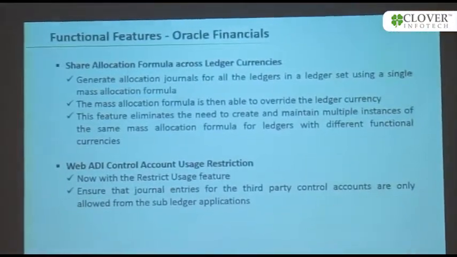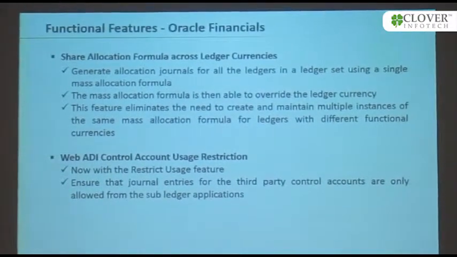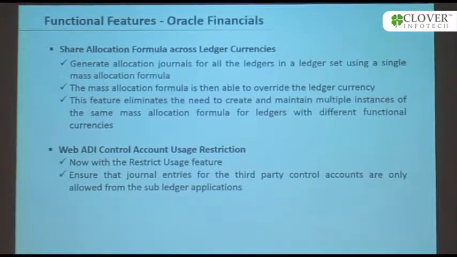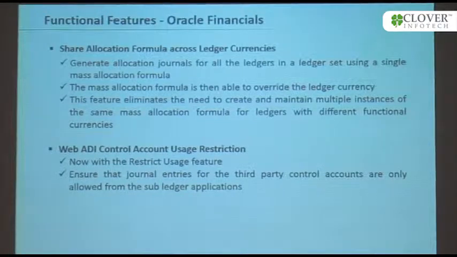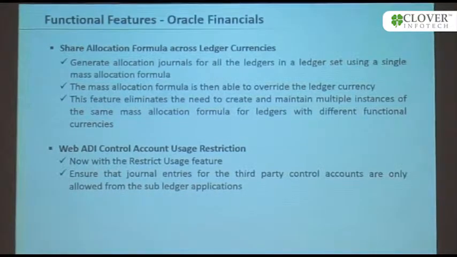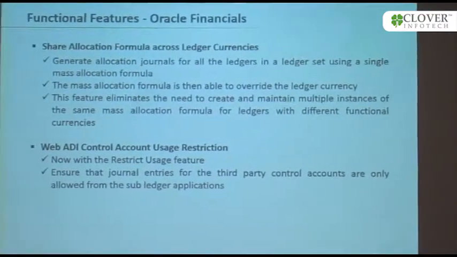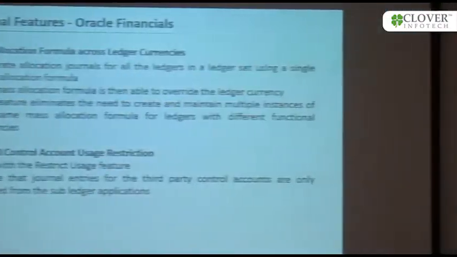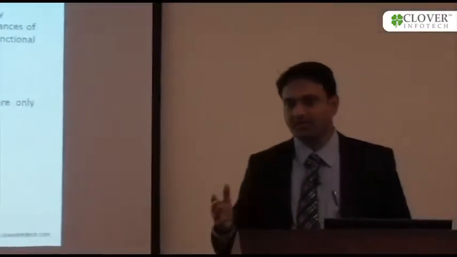Moving ahead, a couple more features on the Oracle Financials around the allocation formulas. Here we can actually share one single allocation formula across ledgers. So in the earlier version we had to create the same allocation formula for multiple ledgers, wherein now that need has been eliminated. You can create one single formula and leverage it to multiple ledgers. You can override the currency of a ledger in this particular new formula. You can have multiple instances of the same mass allocation formula for n number of ledgers in the general ledger.